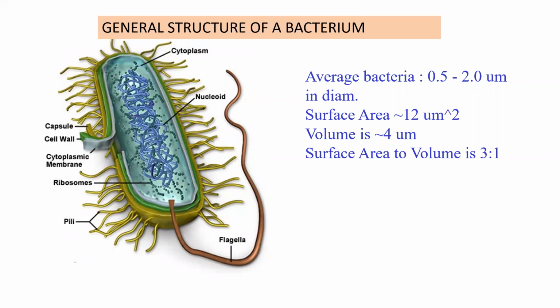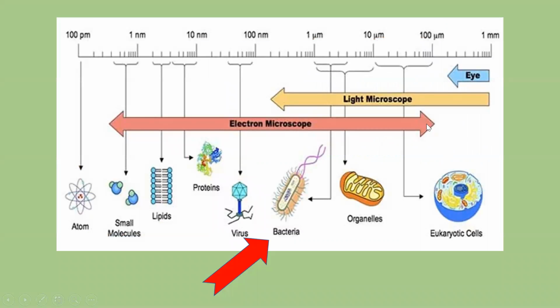Now, the average size of a bacterium lies between 0.5 to 2 micrometer in diameter, surface area about 12 square micrometer, and volume is 4 cubic micrometer. And the ratio of surface area to volume is 3:1. So if we compare the sizes of atoms, small molecules, lipids, proteins, bacteriophages, or organelles like mitochondria and eukaryotic cell, we can see where lies the bacteria. And we know it can be seen electron microscopically.